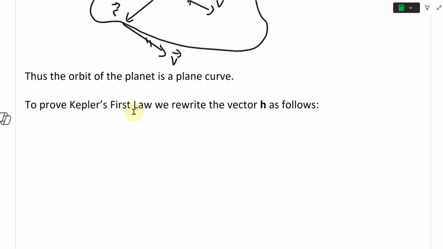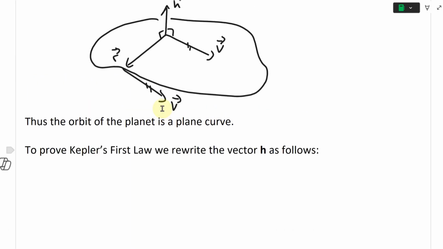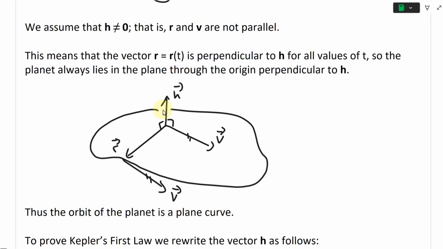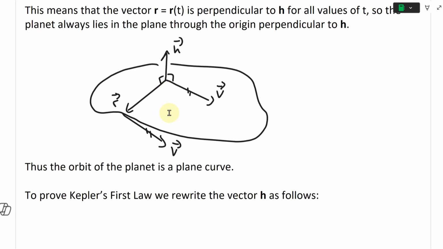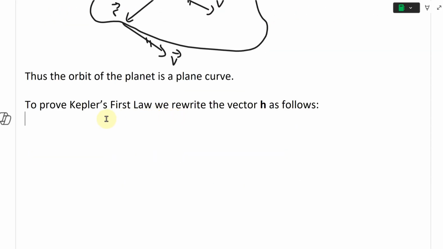So now to prove Kepler's first law, which again says that the sun is at one of the foci and the planets move in an elliptical orbit, or an ellipse, we rewrite the constant vector h as follows. And before we can do that, let's look at the unit vector again for the position vector.